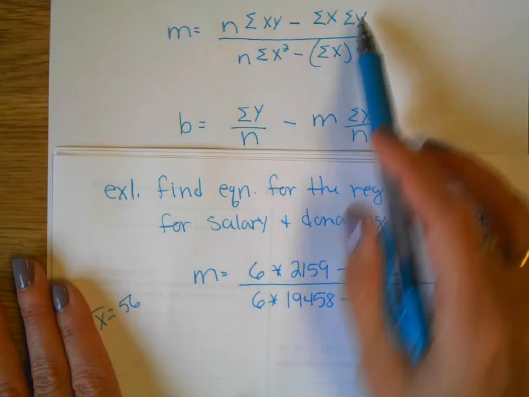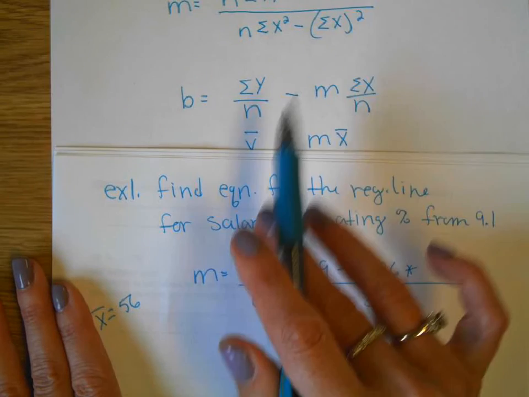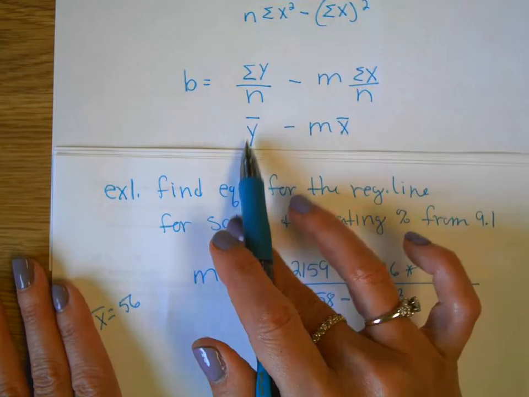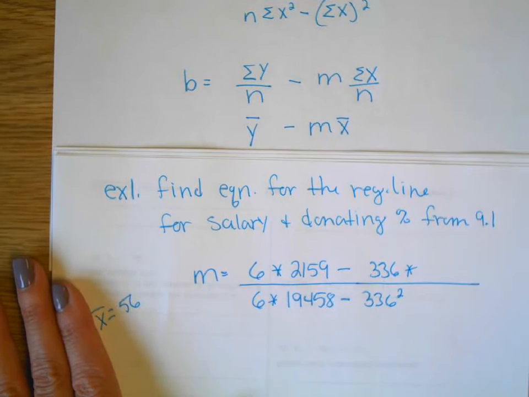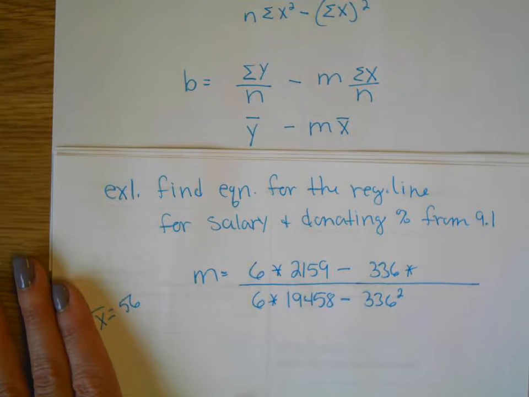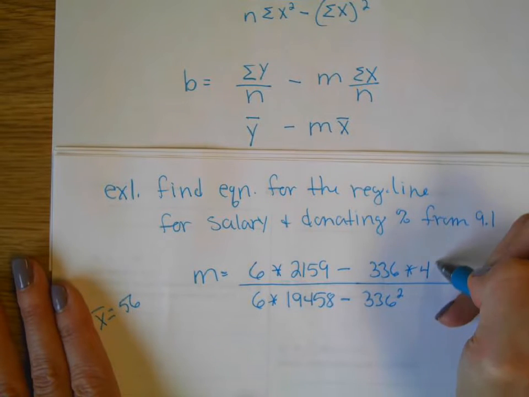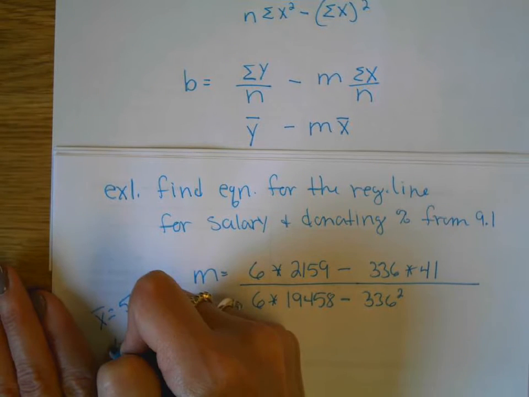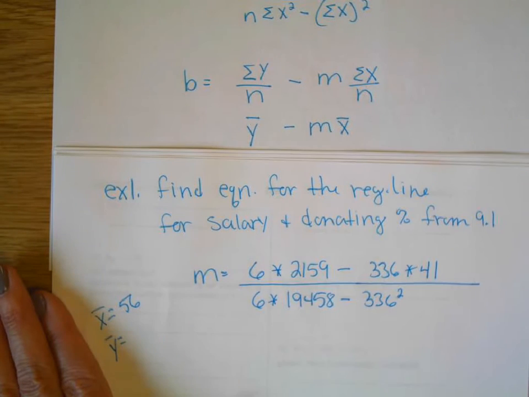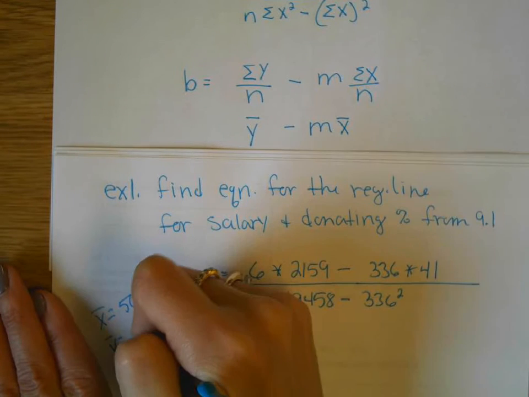Okay, we need the sum of the Y's and the Y bar. So we need 2 things from that list 2. So stat, calc, 1-Var Stats, L2. The sum of the Y's is 41, and the Y bar is 6.83.